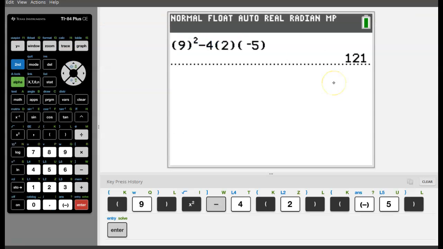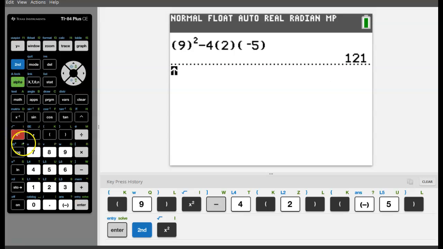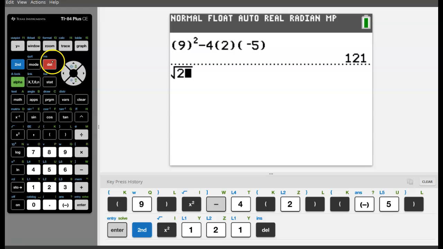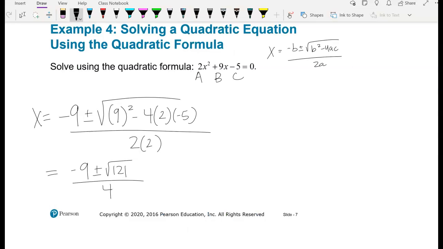Then we see, can we square root 121? So then we go square root 121. Enter, and we get 11. So sometimes it's nice and you actually get the number you want out as a whole number. All right, since they're all whole numbers, that means we break it up into the two answers.